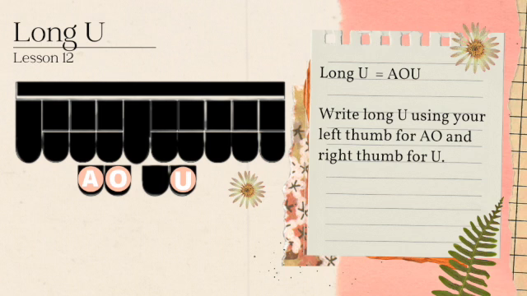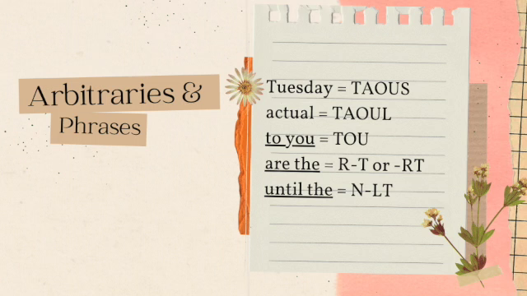That's long U. Long U sound is represented by vowels A, O, and U. So again, you write long U using your left thumb for vowels A and O and right thumb for vowel U. Okay, you press them simultaneously, and that's long U. Arbitraries and phrases for lesson 12. We have Tuesday, actual, to you, or the, until the.